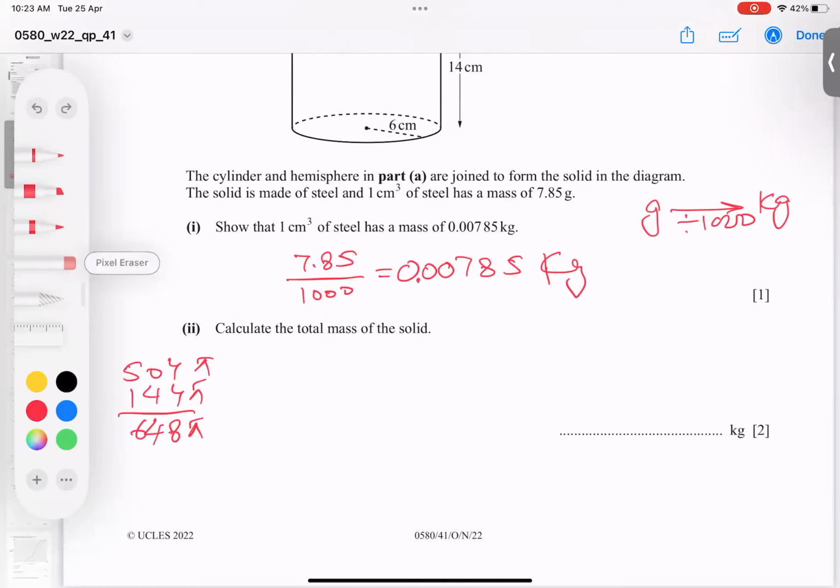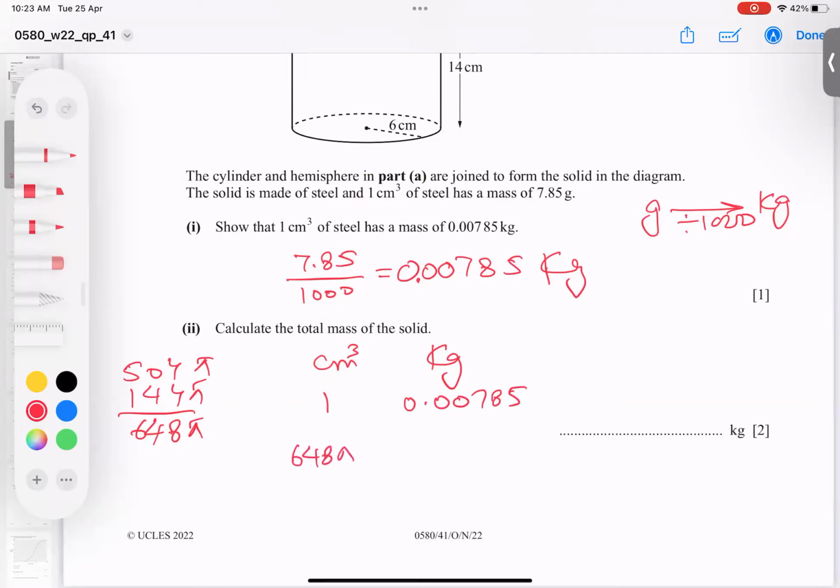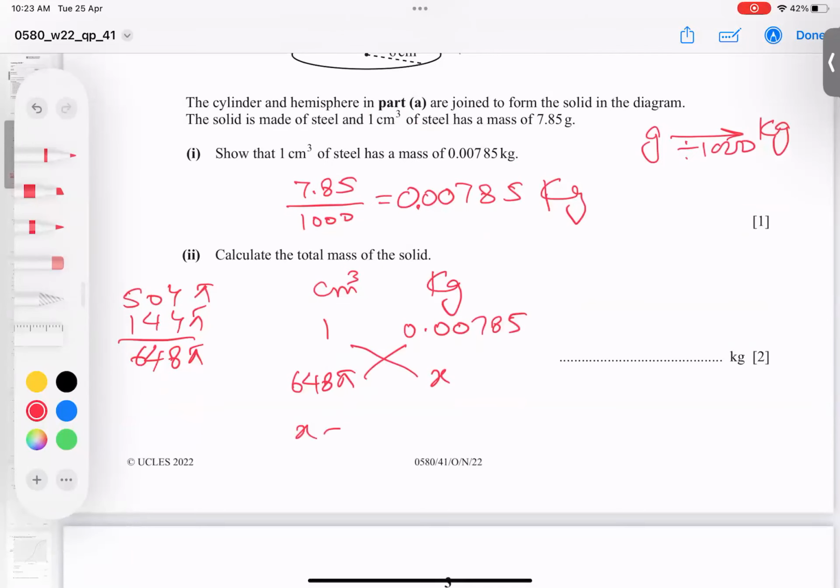And now, because I'm looking for kilograms, I write two titles here, centimeter cube and kilograms. Make sure of one thing: this 1 centimeter cube is this many grams, or you can say this many kilograms. So 1 centimeter cube is 0.00785 kilogram. He mentioned it himself. And now I'm going to copy 648 pi centimeter cube. That is equal to how many kilograms? So cross multiply.